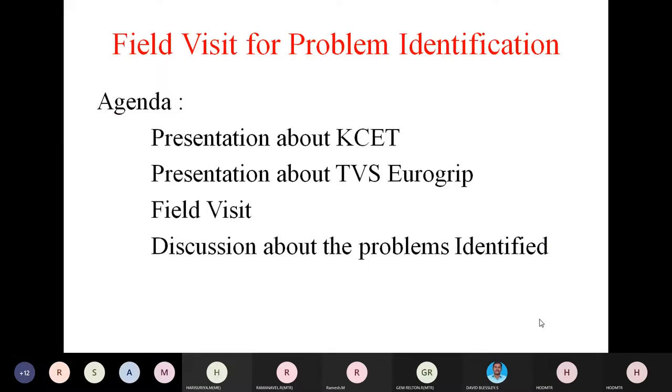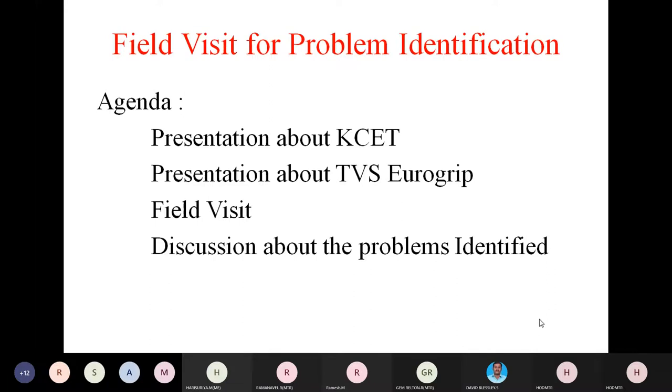This is the agenda of the field visit we have planned. The first one is a presentation about our college to the persons from the TVS industry, and then a presentation about the TVS Srichakra Tyres Limited by the people from the TVS industry. After that, a field visit by us. Finally, the discussion about the problems identified. This is the main agenda of our field visit during that day.